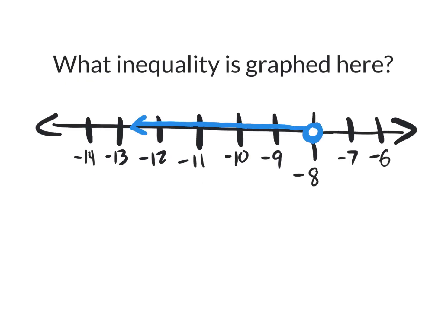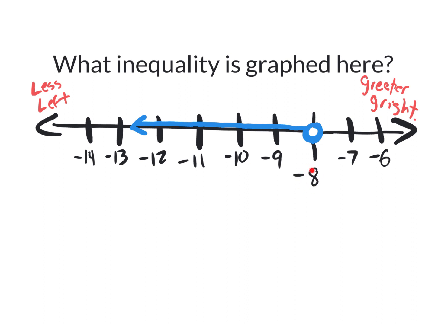What is the inequality graphed here? Okay, so this is on a number line, not on an xy plane. So on a number line, we're thinking of the values on the number line that are either greater than a certain value or less than a certain value. The key to remember that is less is to the left. Greater is to the right. That's right. I said right instead of right. It'll help you remember.